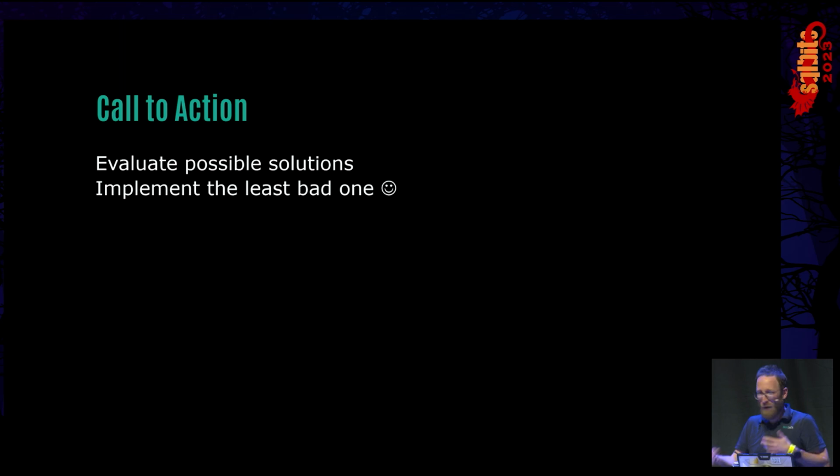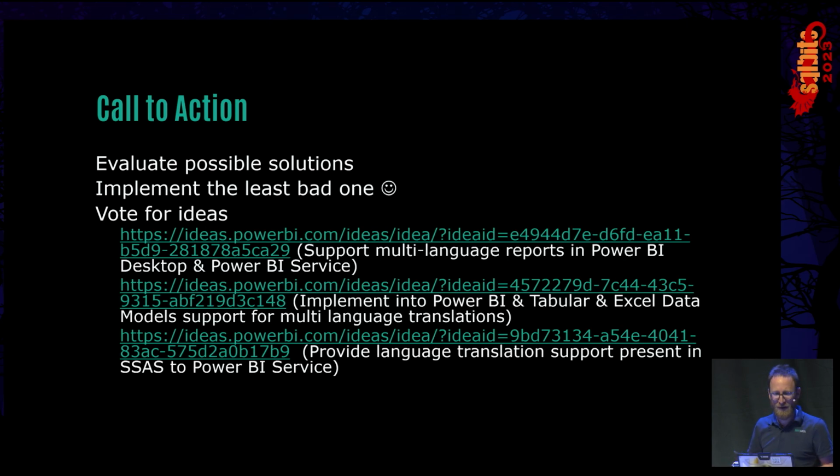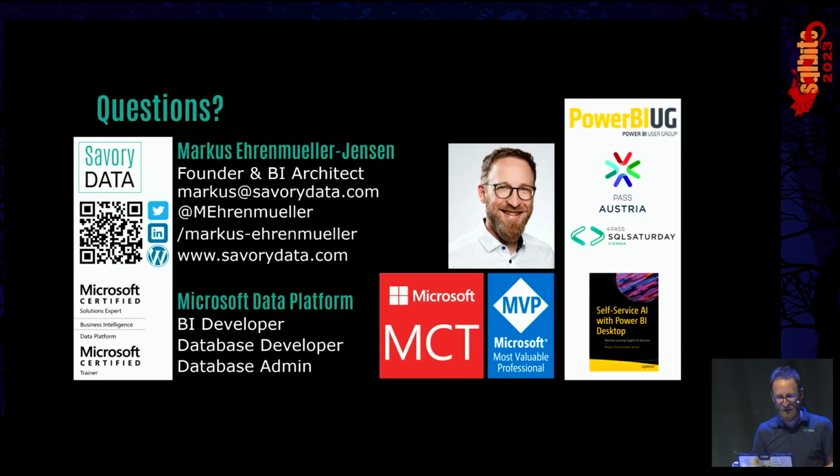So, call to action: look at the solutions I posted on the first slide. Look at my solution, what I came up with, and implement whatever works for you. All of them have different drawbacks, so there's no exact thing, and there are a lot of ideas. Please upvote them. Maybe we can get Microsoft to put something easier into the product.